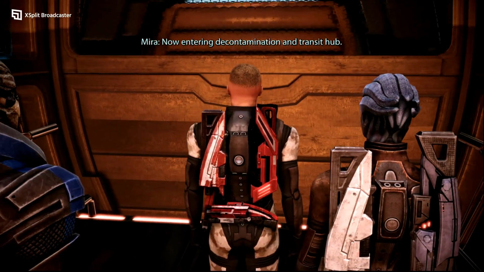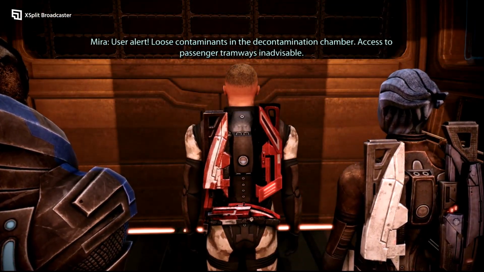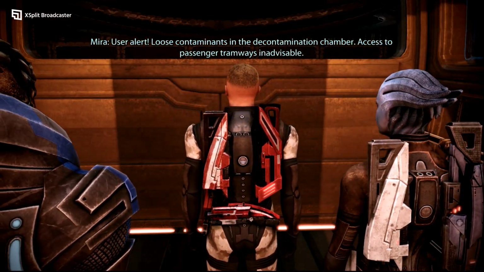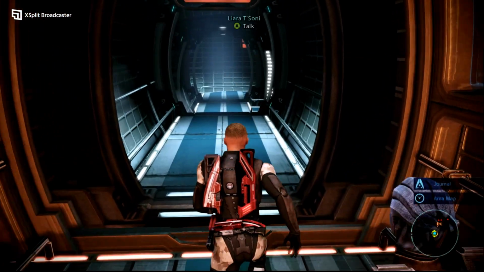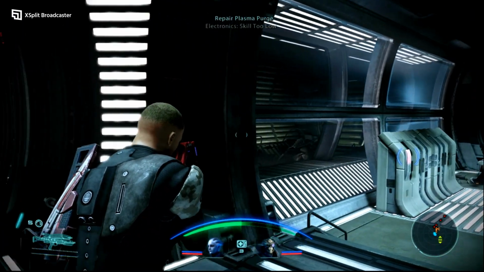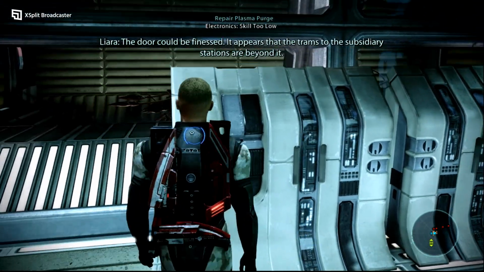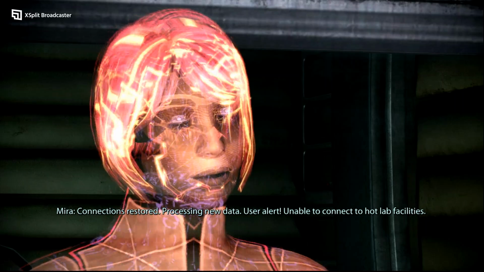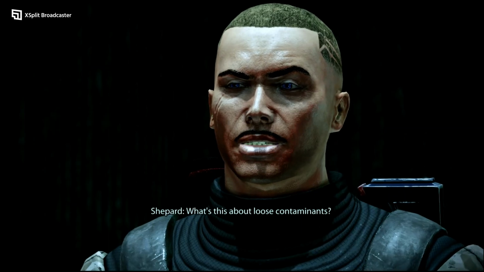Now entering decontamination and transit hub. User alert. Loose contaminants in the decontamination chamber. Access to passenger tramways inadvisable. They're locked in. The door could be finessed. Connections restored. Processing new data. User alert.